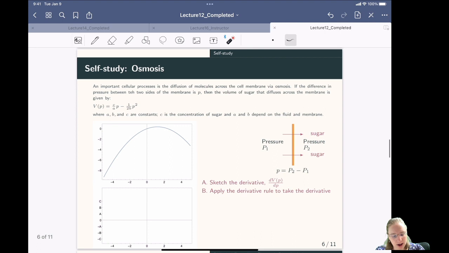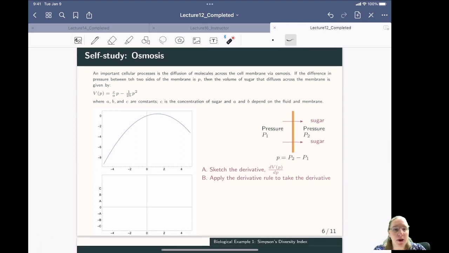And with that, I'm going to leave you with the self-study question about osmosis, where you're going to use some of those derivative rules. Just look them up and apply them at this moment. We'll go over them in more detail, and you're going to try to sketch the derivative of this function v of p.